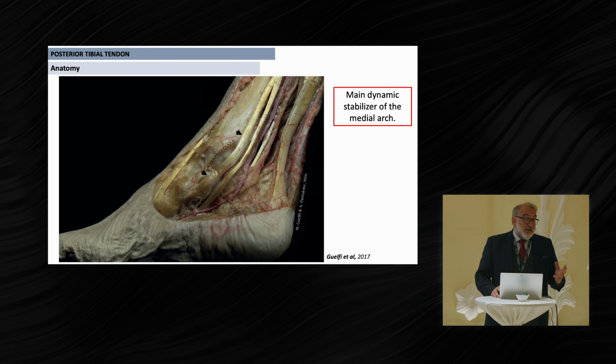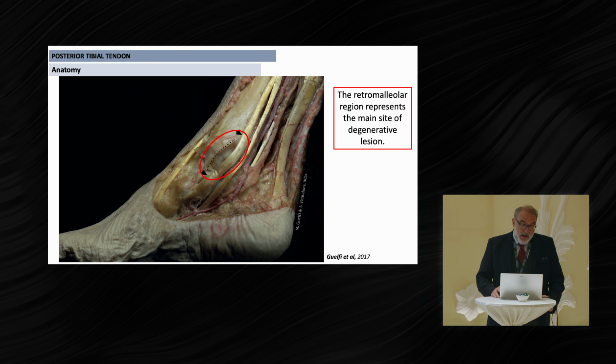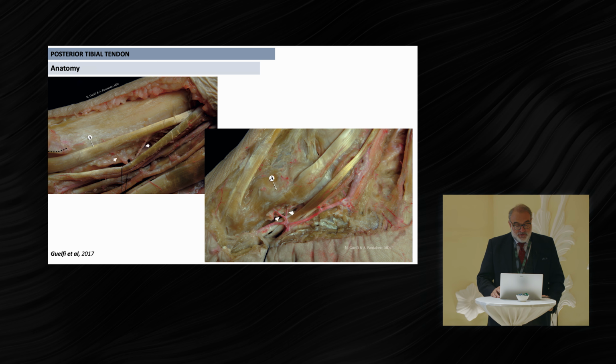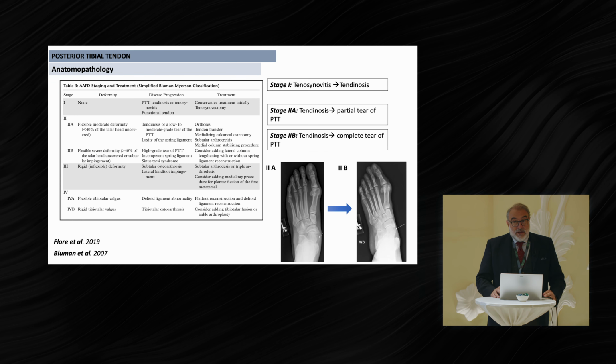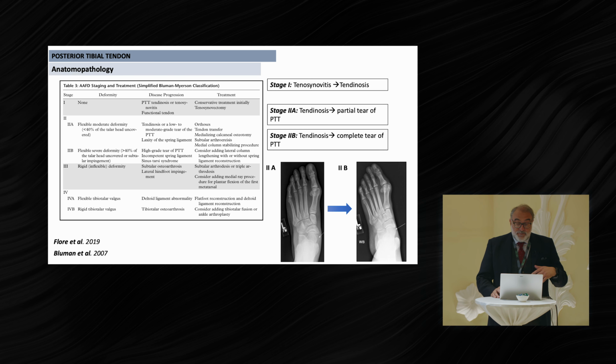The most important dynamic stabilizer of the medial arch, as we know, is the tibialis posterior tendon. And according to the dysfunction of the tibialis posterior, we have a different classification. In stage 1, usually we don't need surgery. In stage 2A, we have partial tear of the posterior tibialis tendon. In stage 2B, we have sometimes a complete tear.